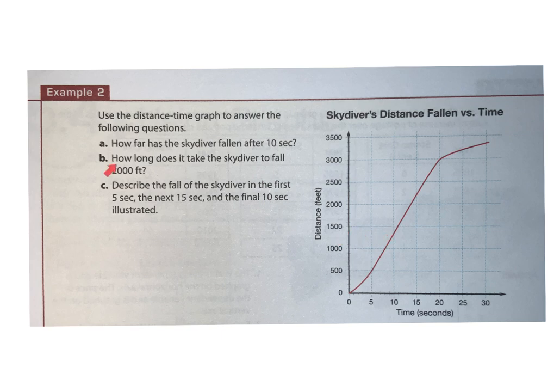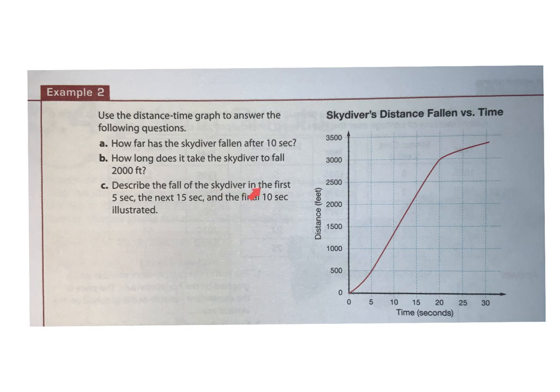And then it says, how long did it take? Well, now they're asking for seconds. How long did it take for him to fall 2,000? Well, now we're going to start on this axis. 2,000, how long did it take? Well, it's in between the 10 and the 15. So here, again, maybe about 14 seconds. Probably about 14 seconds, all right?